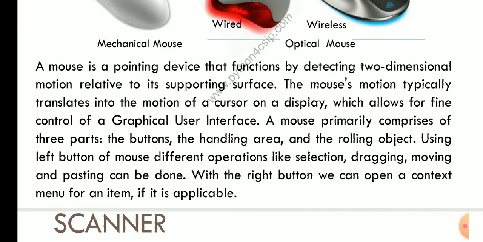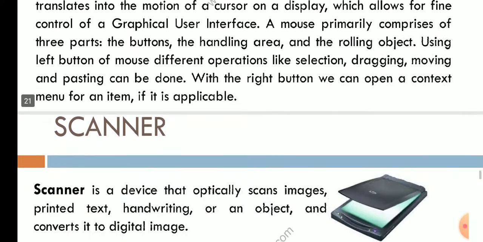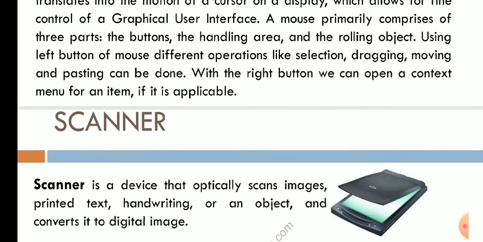Just now we have seen the different types of mouse, as well as mouse will have three different parts. One is button, handling area, and rolling object. The button also can be classified into two types. One is left button, another one is right button. With the help of left button, we'll be performing selection, dragging, moving, and pasting. And with the help of right button, we'll be launching any application or opening any context menu, all those things.